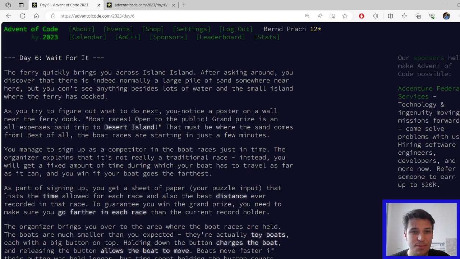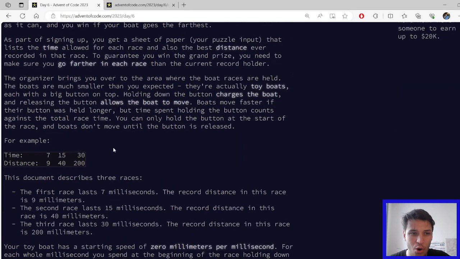And today's puzzle was about boat races. So our input is a bit simpler this time, and we just got a few races. And for each of those races, we're given the time the race lasts for in milliseconds and the best distance someone has achieved. So the record distance that has been achieved in the past.